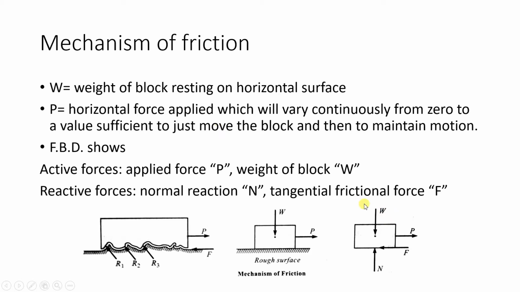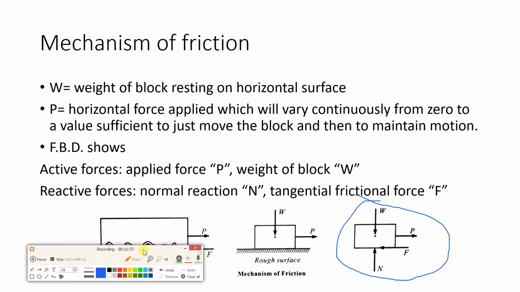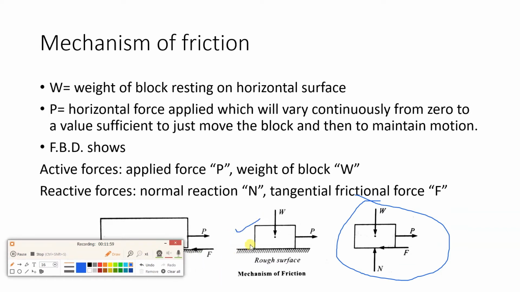Now the next diagram, this is the FBD of the diagram which is shown over here. In the FBD, active forces are shown. Active forces are the applied force P and the weight of the block, whereas reactive forces are the normal force. Why? Because there is contact between the block and the surface, so there will be a normal force and there will be a friction force opposing the direction of motion.